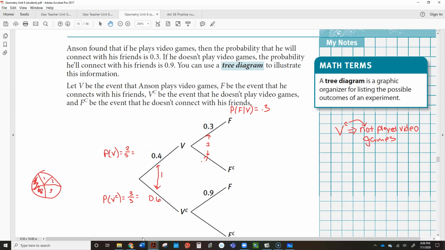All right, same way with this one. If he does not play video games, then the probability that he's going to connect with friends. So remember, this number right here is the probability that he connects with friends. But he had a different given, that he did not play video games. So that's equal to 0.9. So this is a conditional probability: the outcome that he connects with friends, given that he did not play video games. So again, these two right here have to equal 1. So if this is 0.9, then this one right here would need to be 0.1.